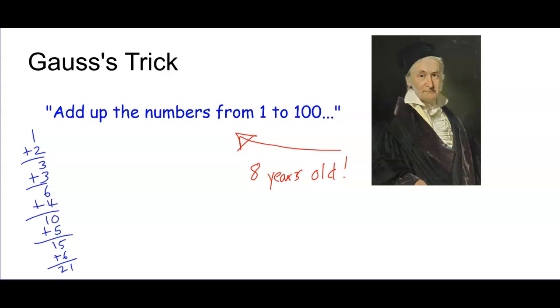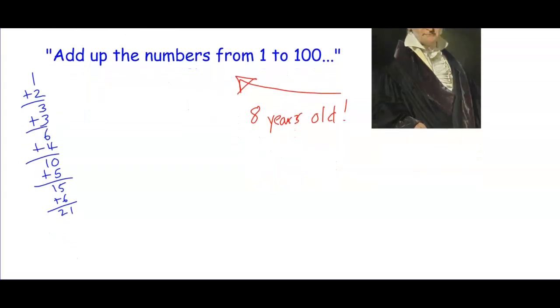But Gauss had the answer in seconds. He told the teacher, but I'm already done. The answer is 5,050. And the way Gauss got the answer is an important principle because we're going to use that same principle for doing our arithmetic sequences here in a second. So here's what Gauss did.